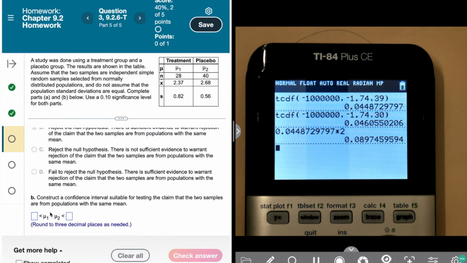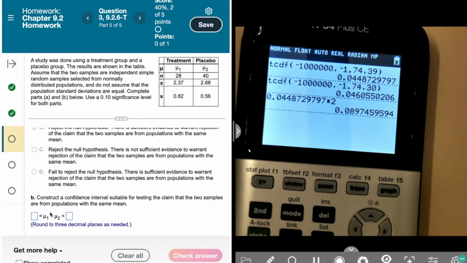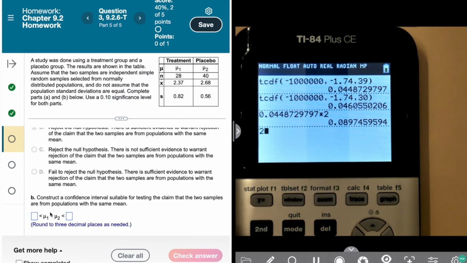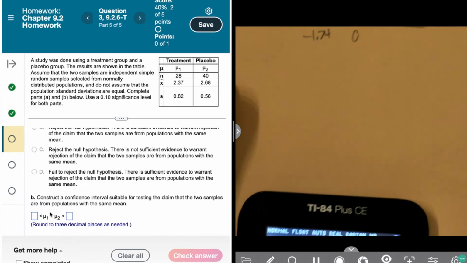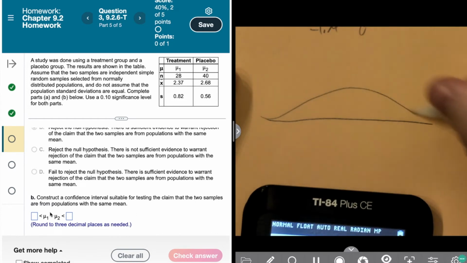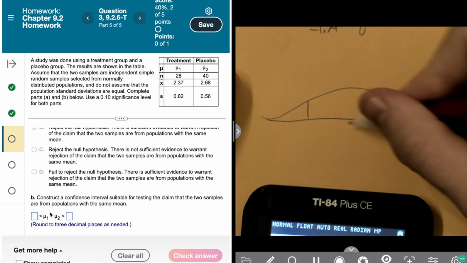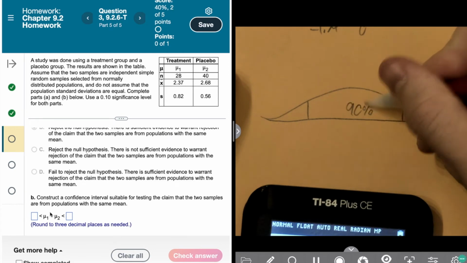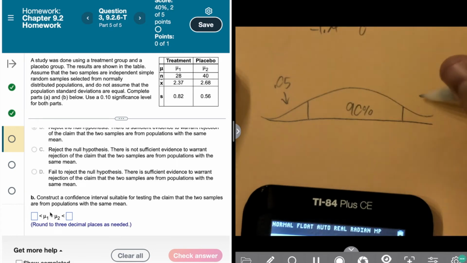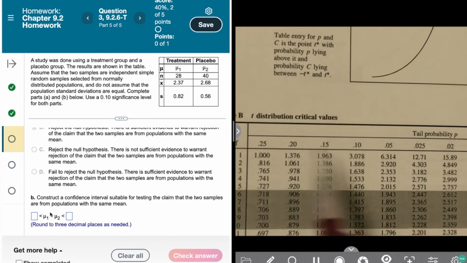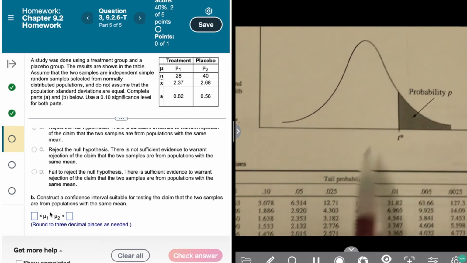All right, now they want me to do the confidence interval, so here we go doing the interval. I'm just going to kind of type it in as I go. 2.37 compared to 2.68. We'll do the minus. Now I need that critical t value. I'm doing a 90%, 1 minus alpha, 1 minus 10 interval. And if I'm doing a 90% interval, then that means there is 5% in either tail. So I'm looking for tail probability of 5% because this only tells you one side.